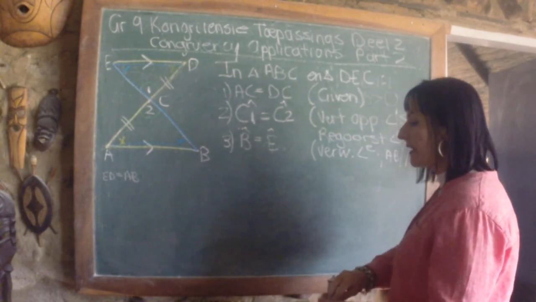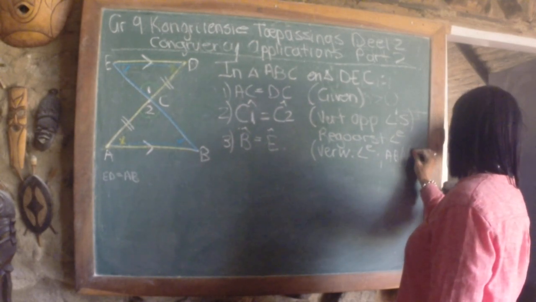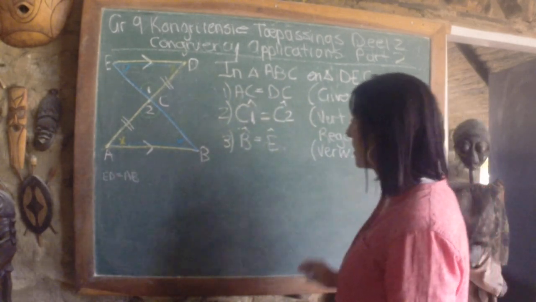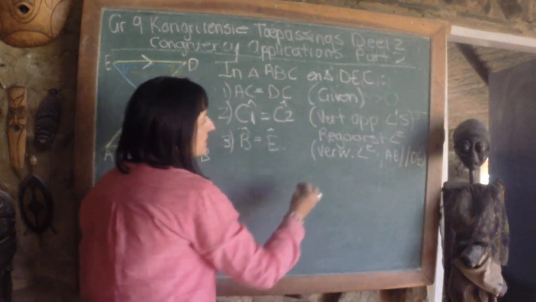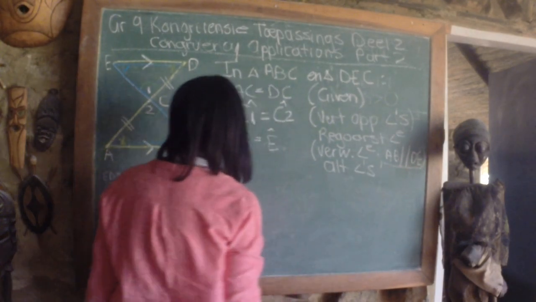AB, and this is very important, is parallel to DE. You must write this after alternate angles. In English, alternate angles, but you must write that.